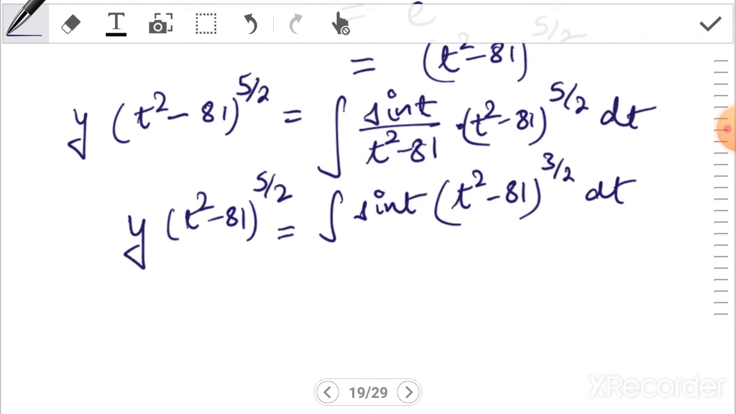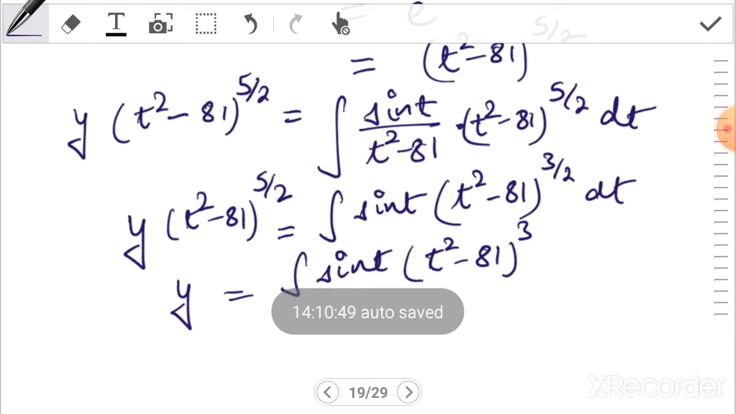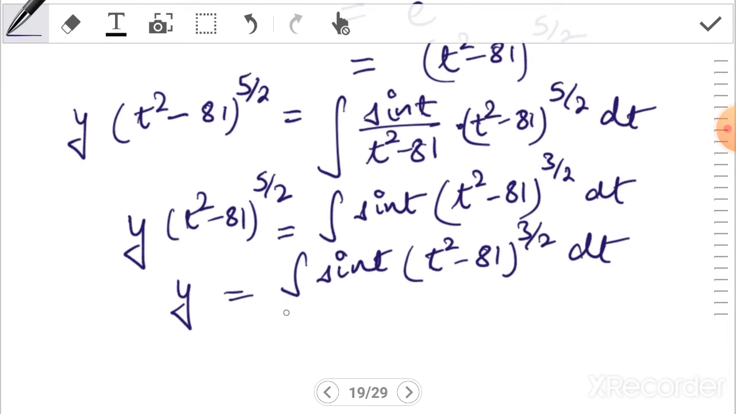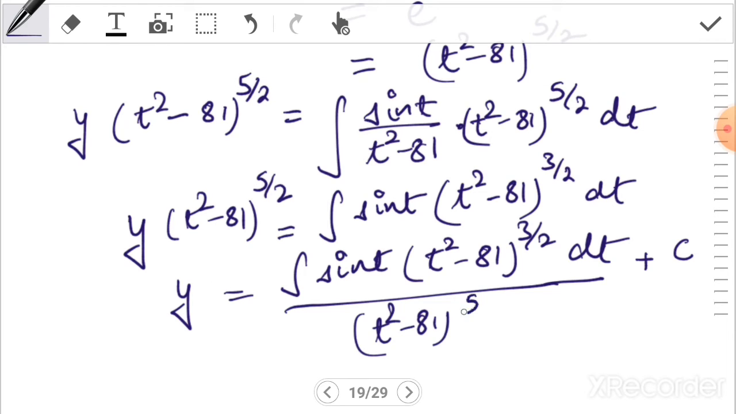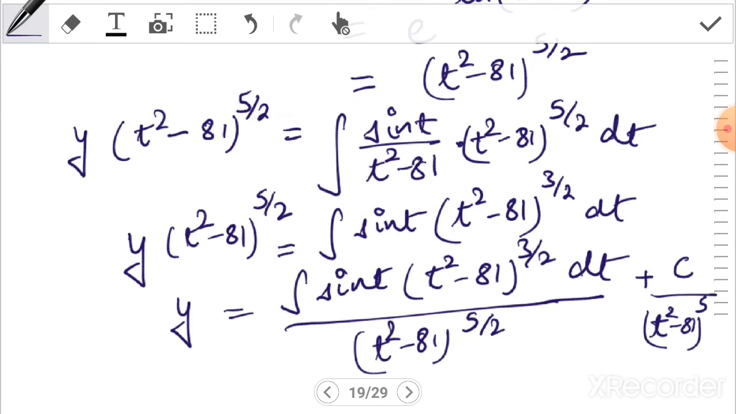And if you take this on the right hand side in the denominator, so sin t square minus 81 3 by 2 dt. So if you integrate this, then you will get some constant c, and by t square minus 81 5 by 2, t square minus 81 5 by 2.